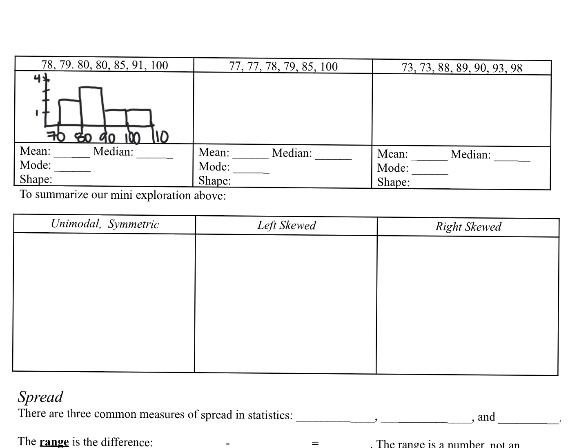The easiest one to find first is our mode, which is 80. When it comes to finding the median, there's an odd number of data, so it ends up being 80. And then if I calculate the mean, I'm going to get 84.7.